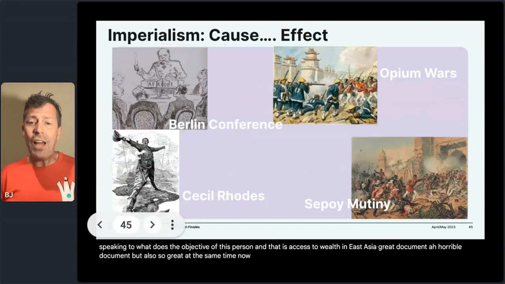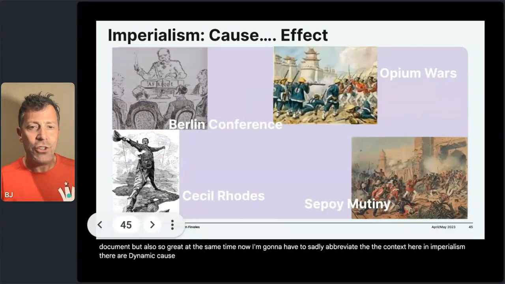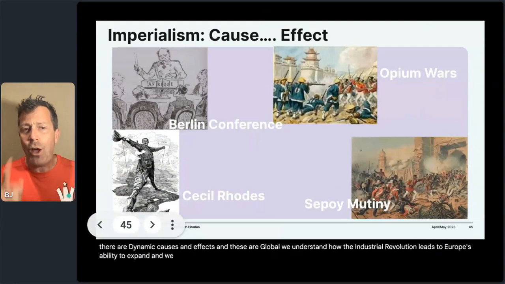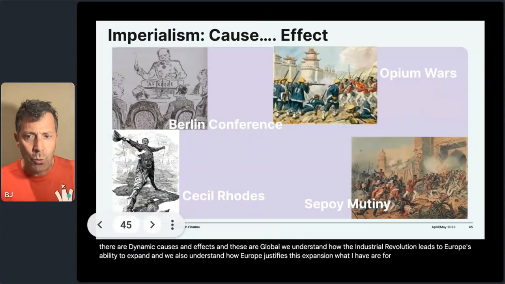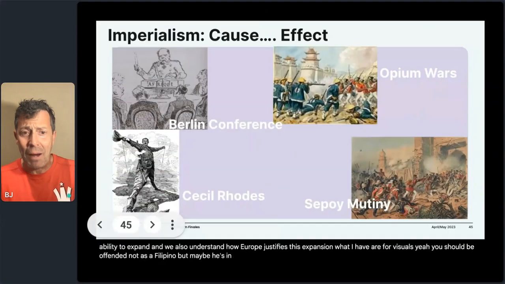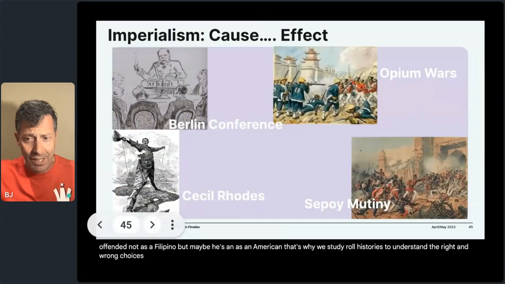Now, I'm going to have to sadly abbreviate the context here. In imperialism, there are dynamic causes and effects. And these are global. We understand how the Industrial Revolution leads to Europe's ability to expand. And we also understand how Europe justifies this expansion. What I have are 4 visuals. Yeah, you should be offended, not as a Filipino, but maybe even as an American. That's why we study world history, is to understand the right and wrong choices we did.